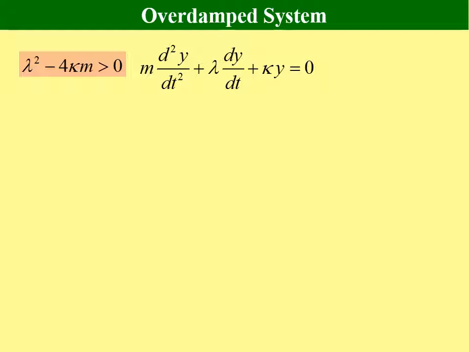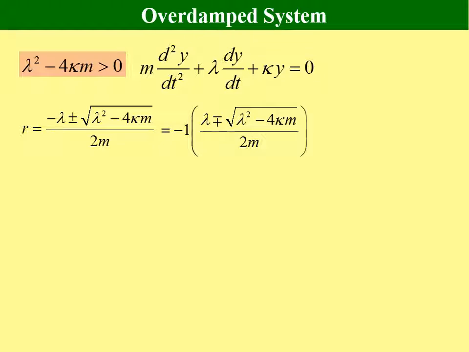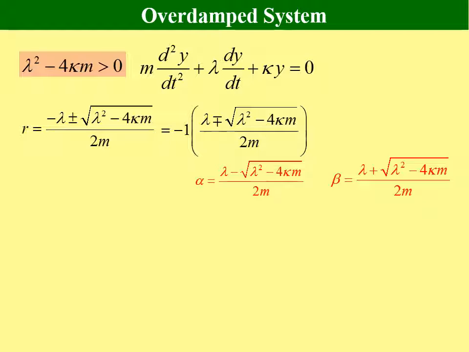And finally, in the overdamped systems where the discriminant is positive, we again end up with two roots, only this time we're going to factor out the negative 1 and call alpha and beta our two distinct roots. And so we'll end up with C1 e to the negative alpha t and C2 e to the negative beta t as our two solutions.